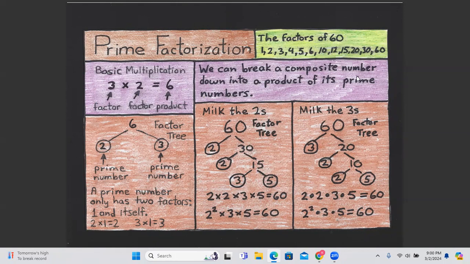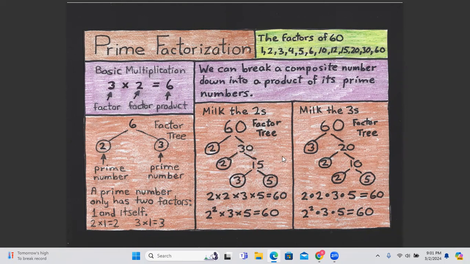And so with that in mind, let's milk out the 2's and milk out the 3's to find the prime factors of 60. Since we know that 60 is an even number, we can easily milk out the prime factor of 2. 2 times 30 will give us 60, but 30 is also a composite number in which we can milk out another 2. It is even as well. Whenever you see an even number, the best thing to do is just milk out a 2, and we know that 2 times 15 will give us 30. And in this case, 15 is also a composite number in which we can milk out a 3 and a 5.